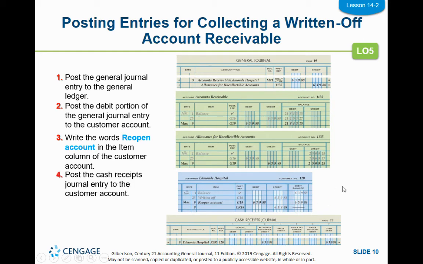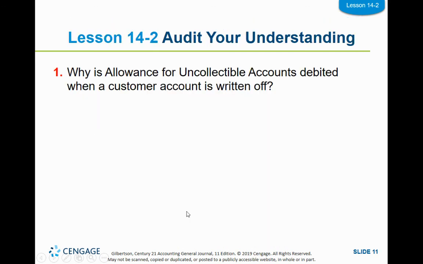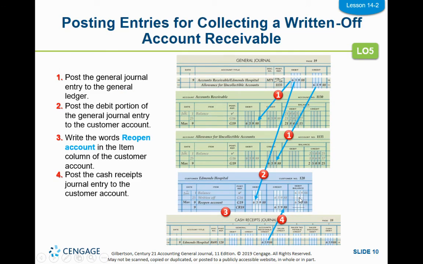Then you're going to post the cash receipts journal to the customer account and to accounts receivable and allowance for uncollectible accounts. What that does is it basically puts, the first one puts everything back, the reopening puts everything back in. Then when you make the payment, it shows them paid off. So the difference here, we had a zero balance because we wrote that account off. It was uncollectible. Then we reopened it and then they paid it.